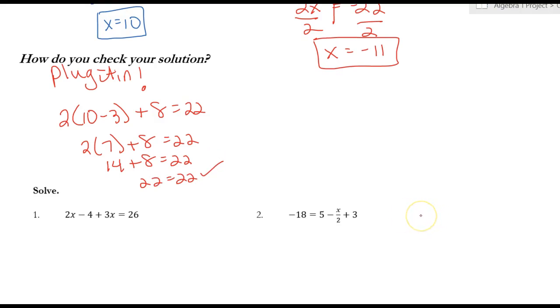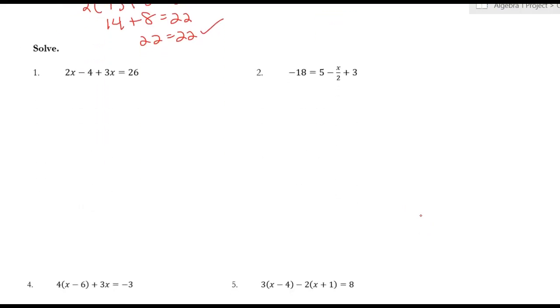Okay, so what I'd like you to do is I would like you to try 1 and 2. See what you could do. Draw your line down, figure out what can go together, and then do your steps. When you think you're ready, press play.